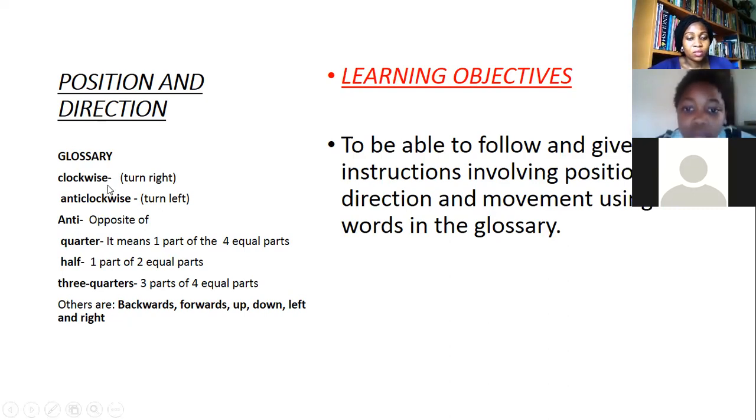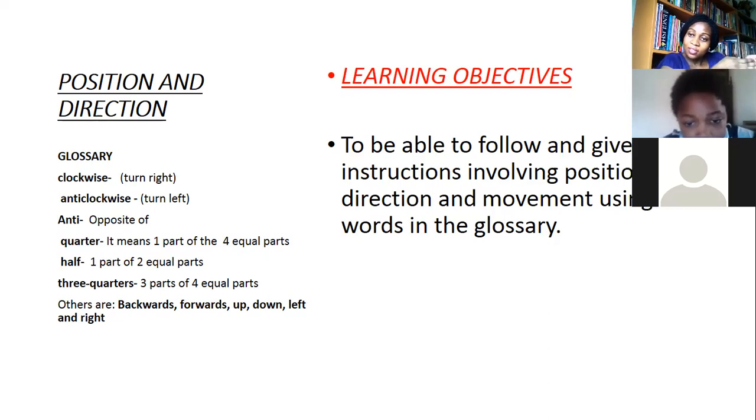So let me explain the new words to you. The first word is clockwise. Clockwise means turning to your right. So whenever you make a turn on your right, you can differentiate between your right and your left. Whenever you make a turn on your right, you are turning clockwise. Is that okay? Whenever you make a turn on your left, you are turning anti-clockwise. Why do we say anti-clockwise? Anti means opposite of something, okay? So if turning right is clockwise, the one you are turning on your left, you are turning on the opposite of your right.